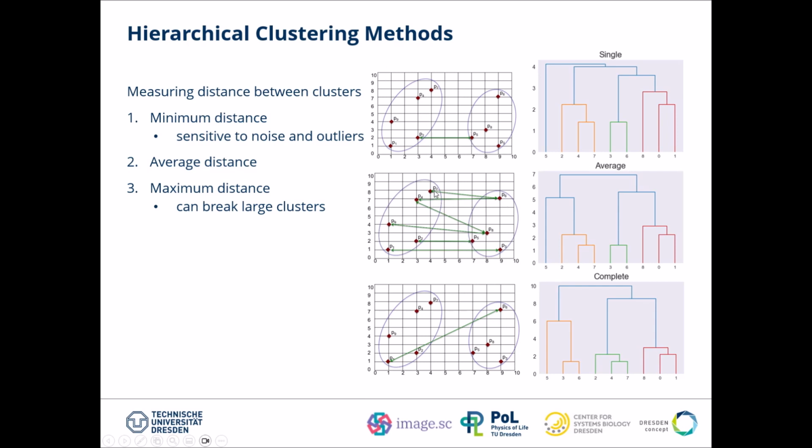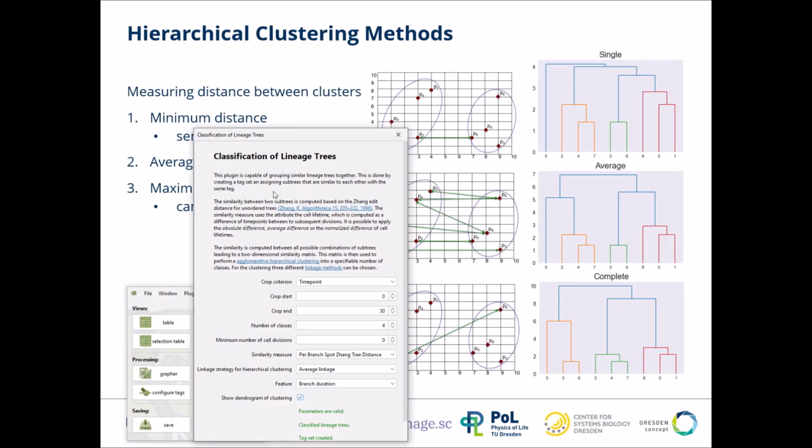Then there's the average, where you would compute the distances from every point to every other point, and then take the average of that. Or then there's the complete distance, where the clusters or data points which are furthest away from each other are taken into account as a link criterion. And this is also one of the parameters that you can see here. So there's average linkage, single linkage, and complete linkage. So this basically defines which linkage strategy for the hierarchical clustering is chosen.